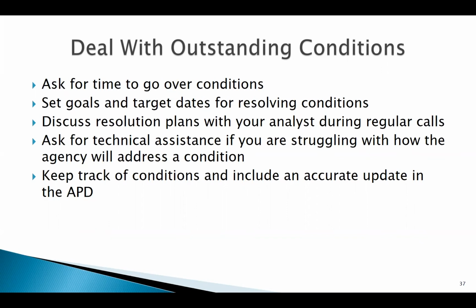When you get a letter back and you think they're still clear, still ask for time. Say, hey, can we just go over these? I want to make sure I understand them. Set goals for when you want to talk about those outstanding conditions with your analyst. Maybe you might not have all of them resolved, but just say, okay, look, I've got it on my calendar. Six months from now, we're going to go over what this condition is and where we are with resolving it.